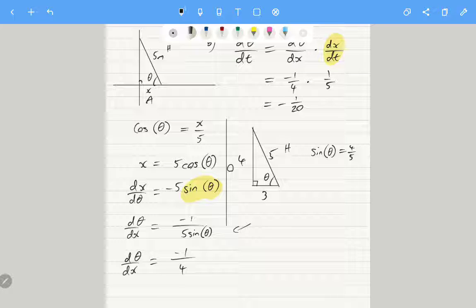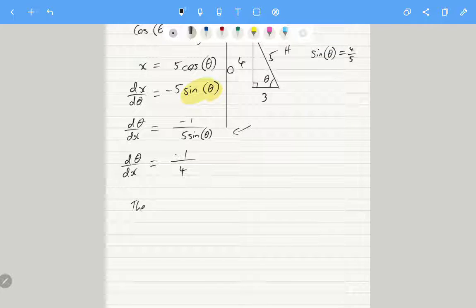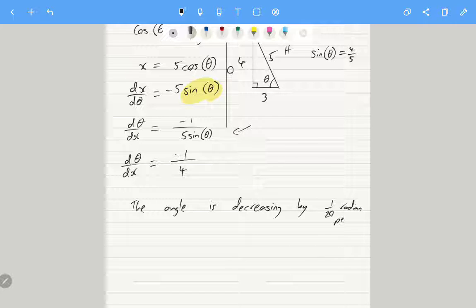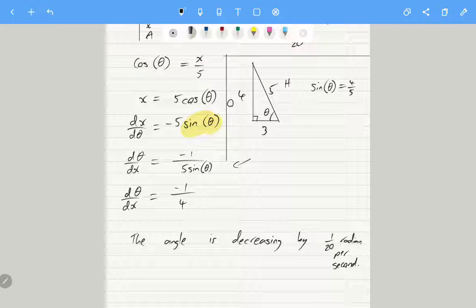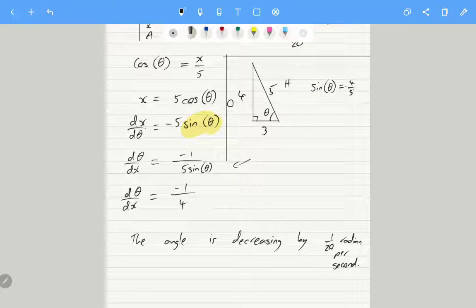And in this case, what's the units going to be? Well, it's decreasing. So the angle is decreasing, that's what the negative means, by 1/20th radian per second. Right, because theta is being measured in radians and t is being measured in seconds. So d theta/dt means radians per second.